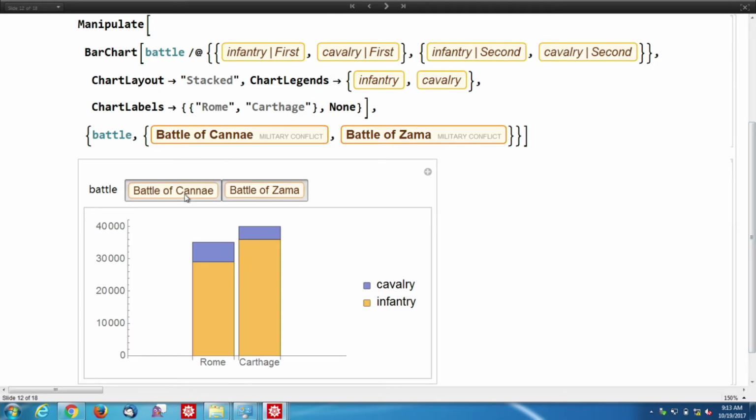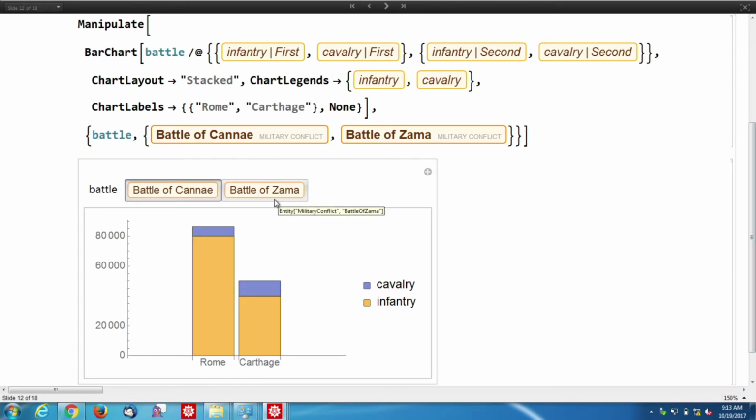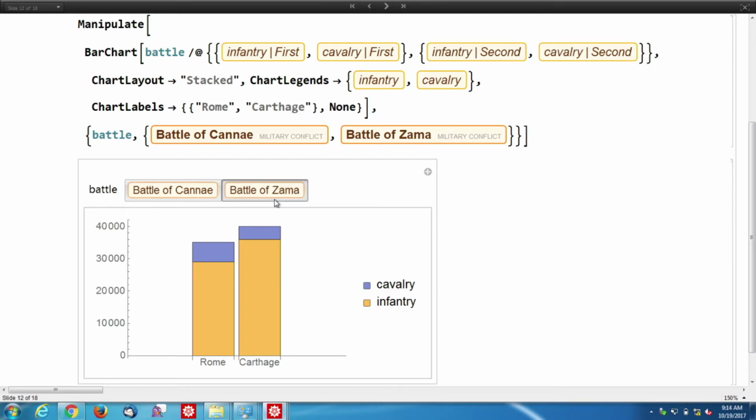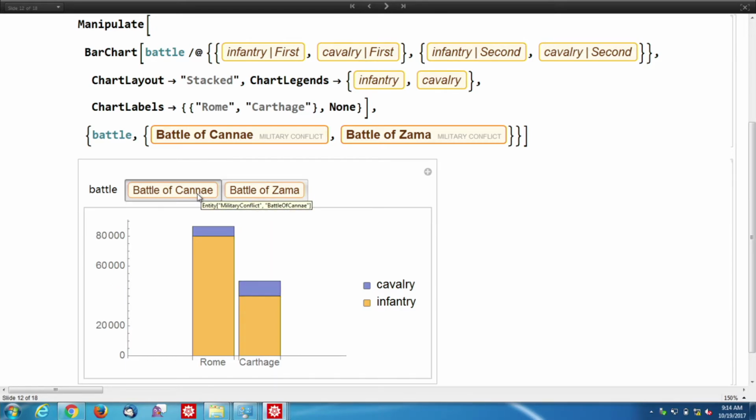We can see here that even though in the Battle of Cannae the Romans had the advantage over the Carthaginians, the Carthaginians won. The Battle of Zama is just the opposite. This time the Carthaginians had the advantage, but they lost. But the cavalry proved decisive in both battles. They might have had the least forces, but the cavalry was superior.